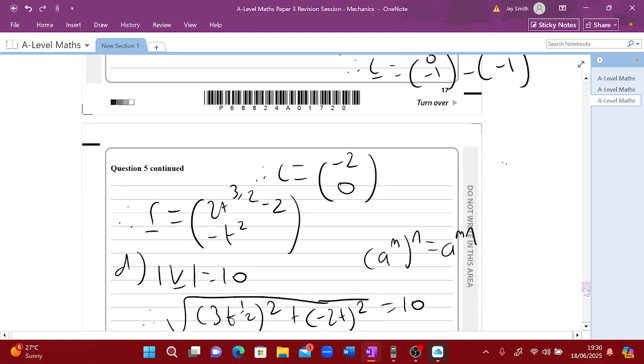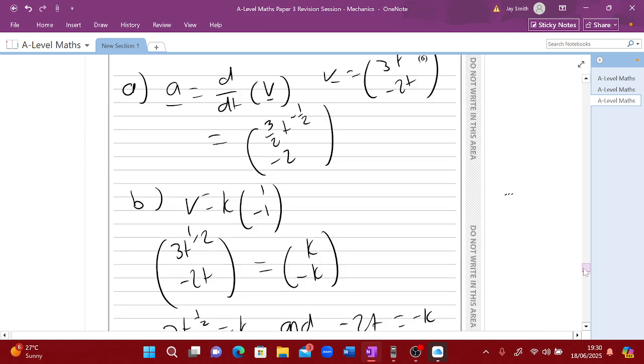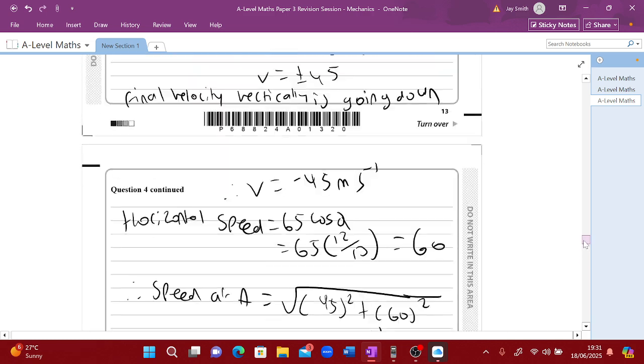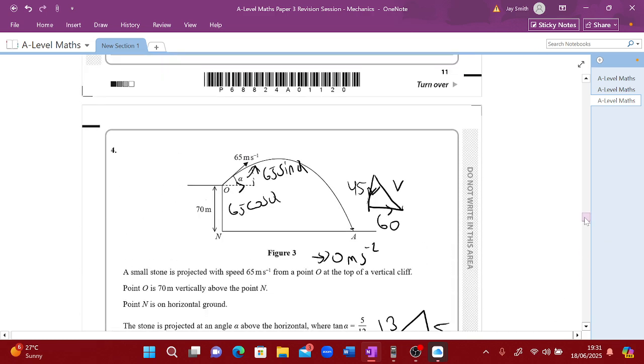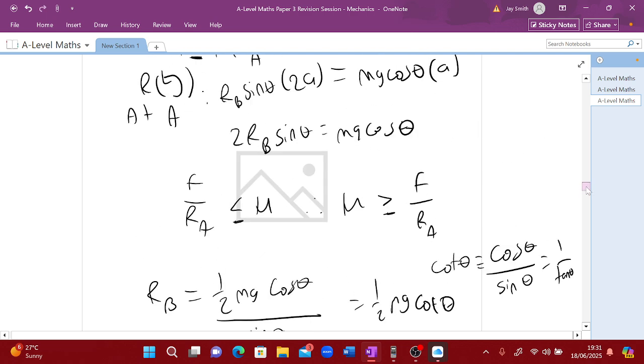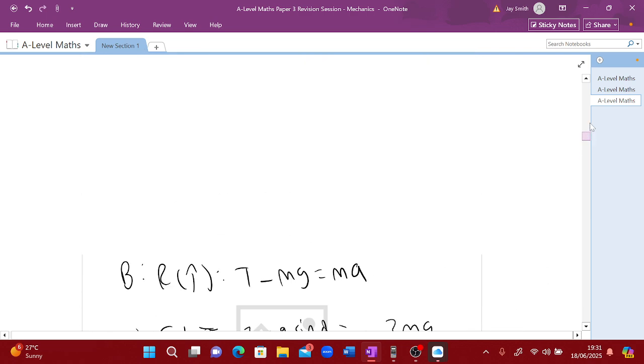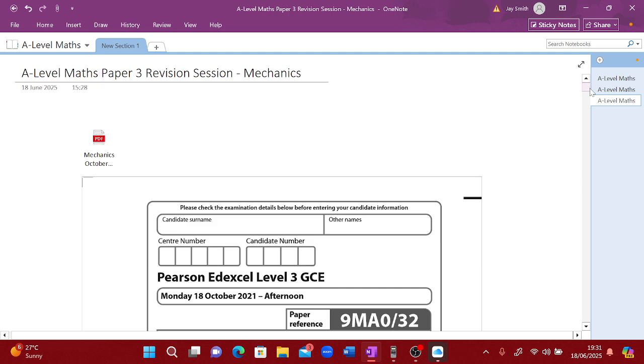The algebra can be a little bit tricky, but for a final question, not too bad. I think there were harder ones in here. I'd say question 3 could be pretty tricky. But yeah, not too bad all in all. So now I've covered the mechanics again. I've covered stats and mechanics again.